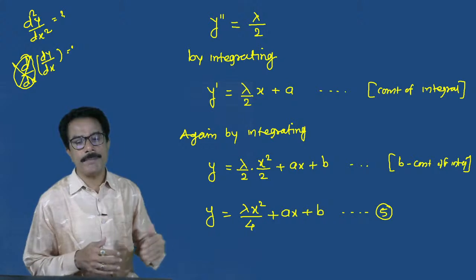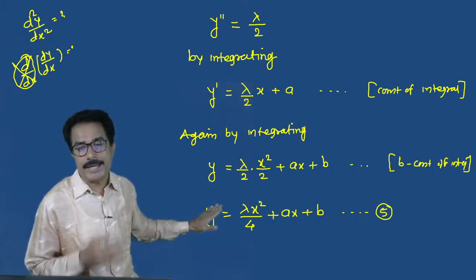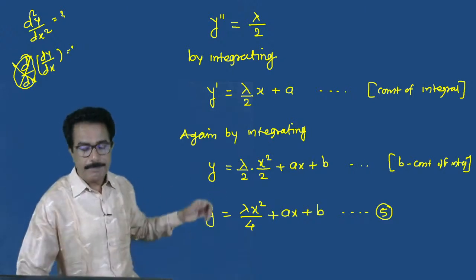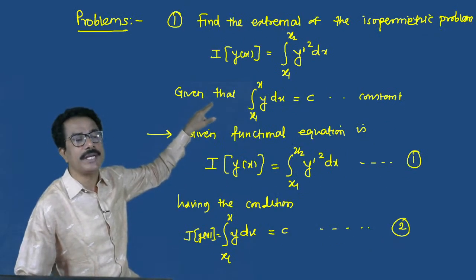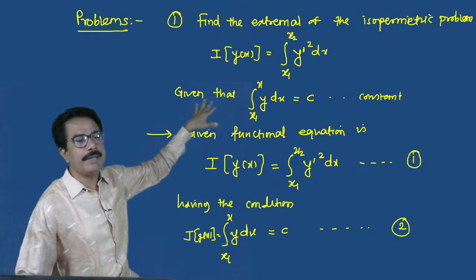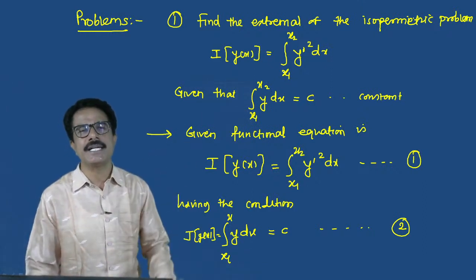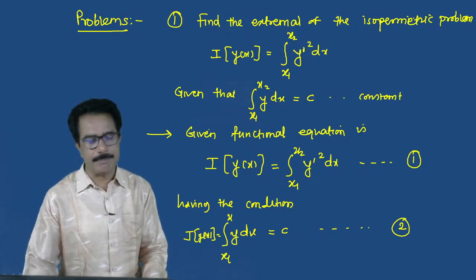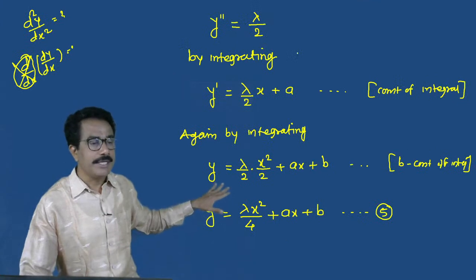Now these 3 arbitrary constants can be determined by the isoperimetric boundary conditions, but in this problem we have not been given the boundary conditions. Boundary means x1 and x2 are given, but these are general values. We are not given the boundary condition in this problem, so we can't find the values of a and b here.